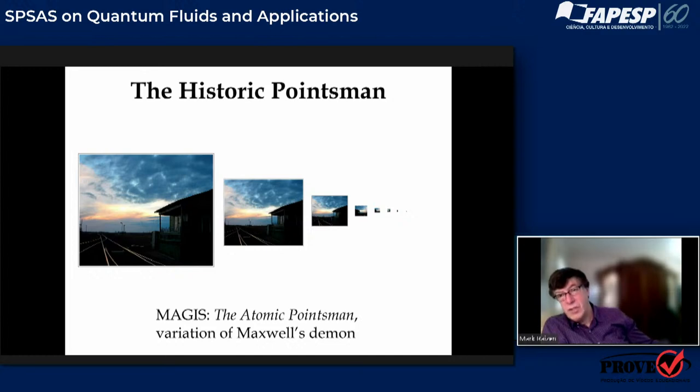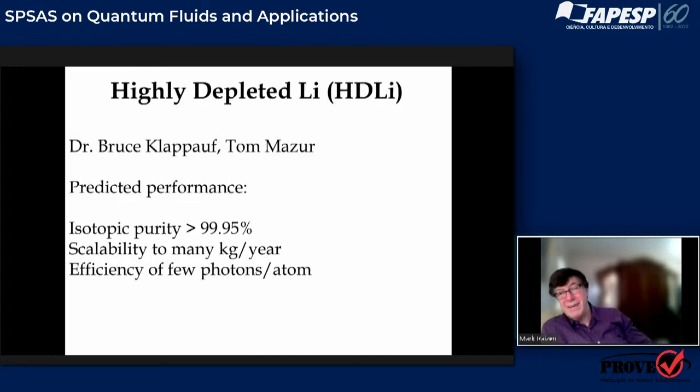In other words, isotope separation ultimately is an entropy reducing process. And that changes the way you think about it, and it also changes in practice how you do it. All right, with that in mind, we proposed this idea. I realized it maybe shortly after we demonstrated the cooling. I realized that this could be useful for other purposes, and we chose to demonstrate this on highly depleted lithium.